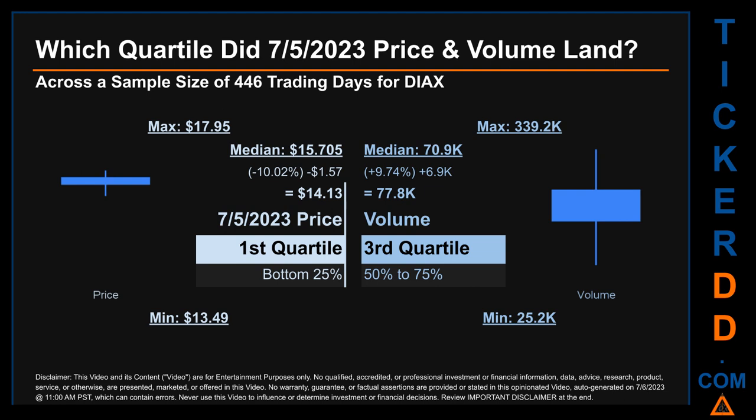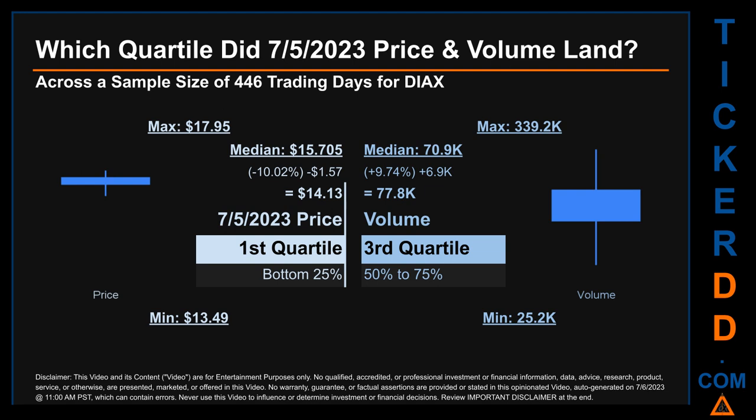Which quartile did the 5th of July 2023 price and volume land? Across a sample size of 446 trading days, the maximum end-of-day price for DIAX was $17.95 while the minimum was $13.49. Within that price range, the 5th of July 2023 price, of $14.13, landed within the first quartile, meaning it was within the bottom 25% of all sampled end-of-day prices. The day's volume landed within the third quartile, that is within the 50% to 75% range of all sampled daily volume, which saw a max daily volume of 339.2 thousand and a minimum of 25.2 thousand.